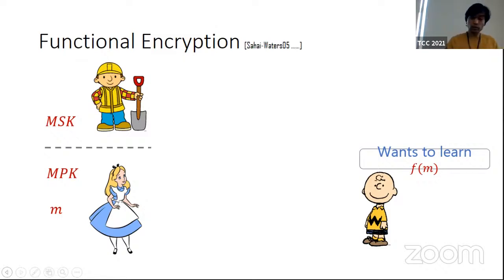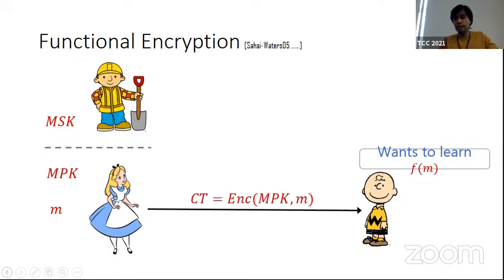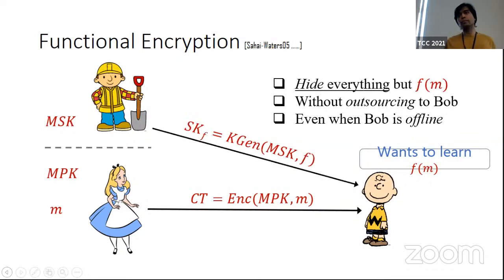message M. Now, given the encryption of Alice's data, Bob could simply supply Charlie with the master secret key. Charlie can decrypt the ciphertext, evaluate the function, and learn the corresponding value f of m. That's great, but that leaks the entire plaintext value. What if Alice only wants Charlie to learn f of m and nothing else? So functional encryption was devised to capture this intuition, where Bob can create partial decryption keys called functional secret keys, such that given a functional secret key, Charlie can compute this on his own without outsourcing the computation to Bob, or even with Bob being offline.